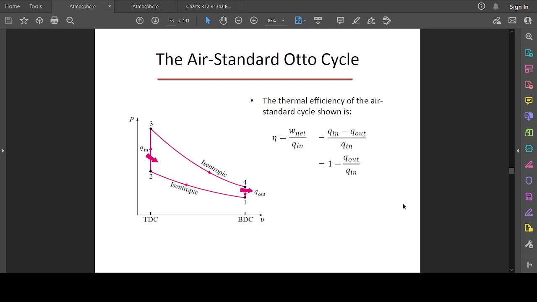So the thermal efficiency of the Air-Standard Otto cycle is equal to the net work divided by the total heat added. And the net work in this case is the heat in minus the heat out, divided by the heat in. If we divide heat in by heat in, minus heat out by heat in, then the first term becomes 1, and we will be left with 1 minus heat out over heat in. And that's another way to rewrite this equation.